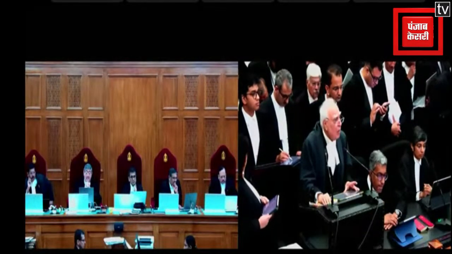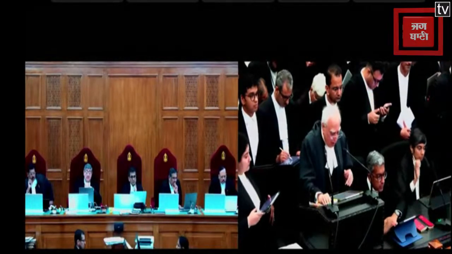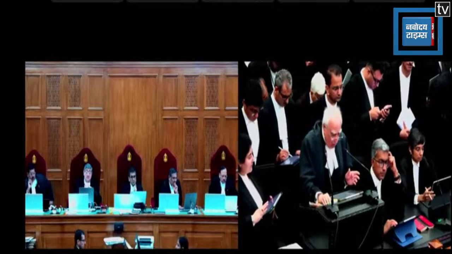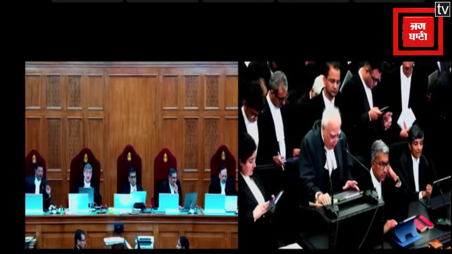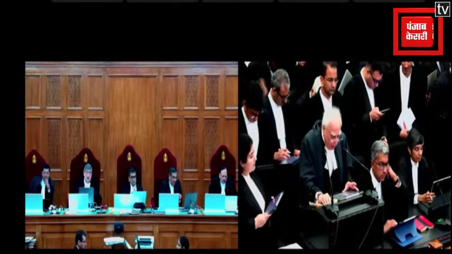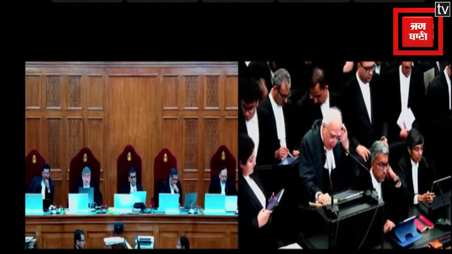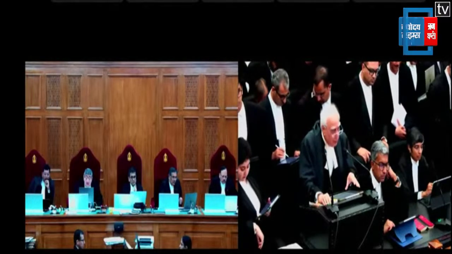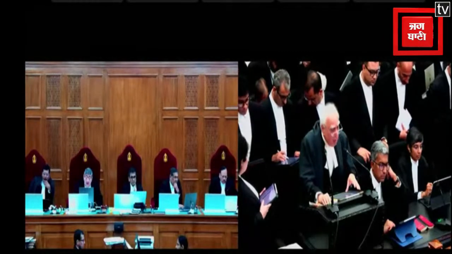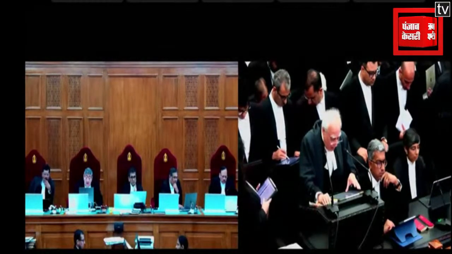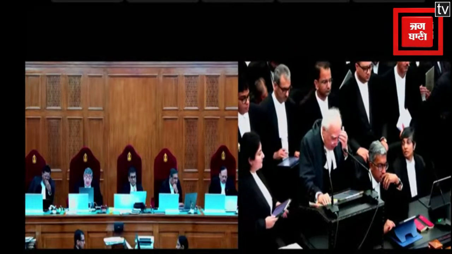That's Article 1. And to secure to ourselves justice, social, economic, political, liberty of thought, expression, belief, faith, and worship, equality of status and of opportunity, and to promote among us all, fraternity, assuring the dignity of the individual and the unity of the nation. In our Constituent Assembly, this 17th day of November 1956, do hereby adopt, enact, and give to ourselves this Constitution.